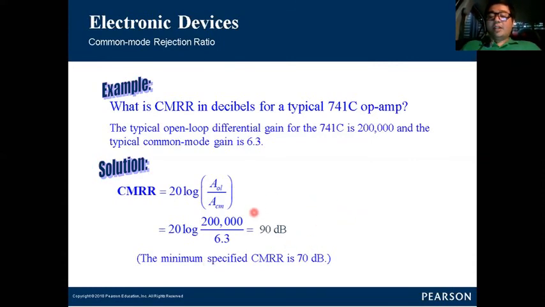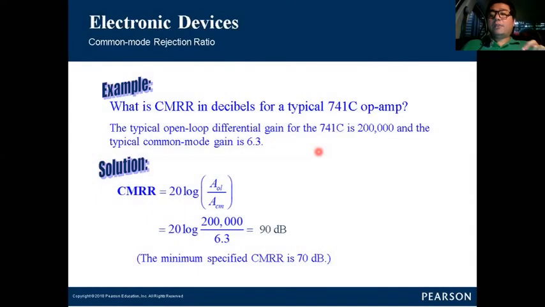decibels. All right. The minimum specified CMRR is 70 decibels. So this is actually a good number. So it means that yung 90 decibels na yon mataas for the CMRR. So the ability of this 741C op-amp to reject noise and to amplify signals is high.